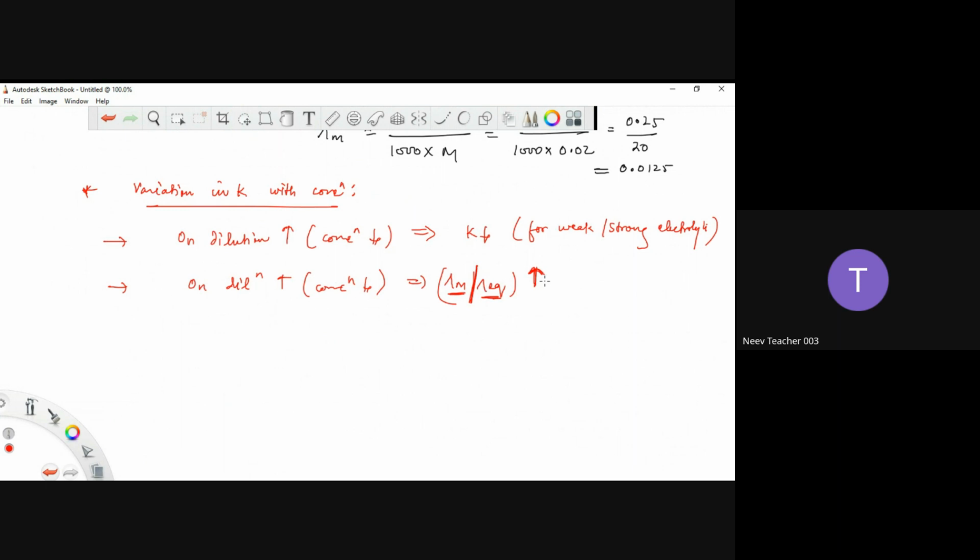And from here we take the mathematical representation, if we derive it experimentally. So if we draw the graph between lambda m and root concentration, for a strong electrolyte it comes out this way, and for a weak electrolyte it comes out this way. So this is for the strong electrolyte, and this is for the weak electrolyte.